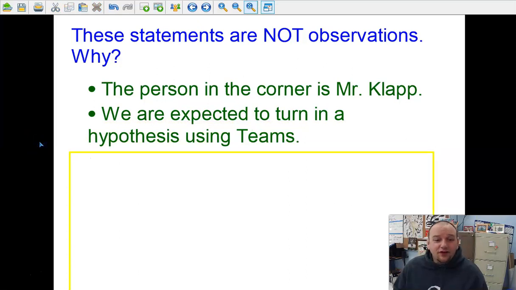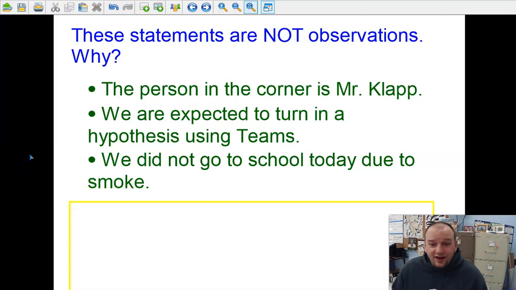We are expected to turn in a hypothesis using teams. Well, we've told you that, and that certainly is something that you should be doing, but it's not an observation. It's not something you can touch, taste, feel, hear, or smell. Maybe we're lying to you. Maybe we don't expect you to turn it in, and we're just trying to set you up for failure. Not true. But maybe that's true. You can't see this, so it's not an actual observation.